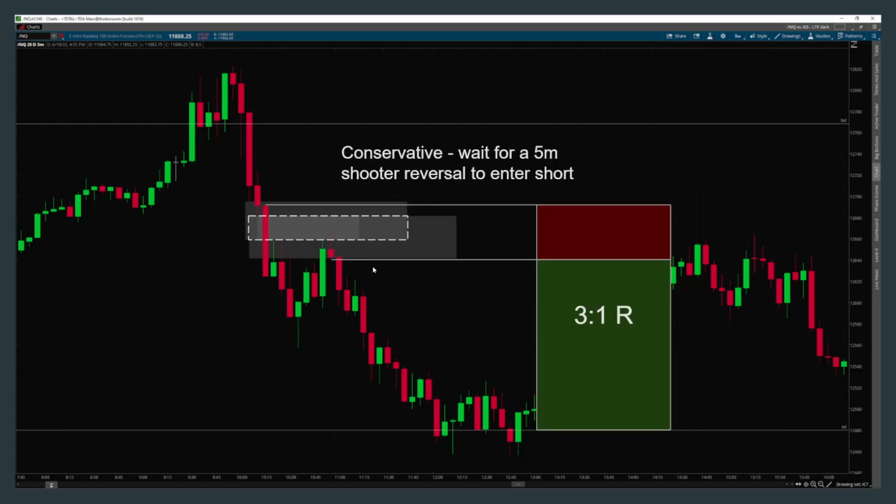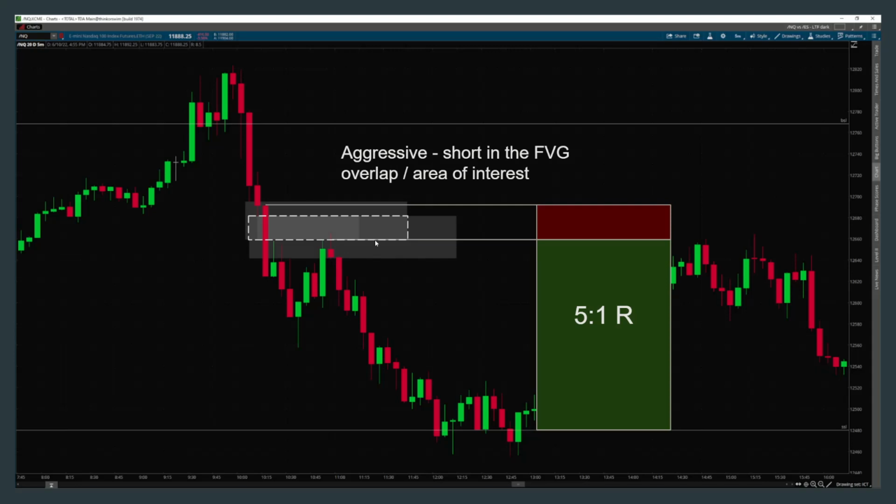Well, if you were a conservative trader, you could wait for some actionable signal like a reversal on the 5 minute chart once price has entered and rejected this area of interest. If you put your stop at the high of the candle that created the fair value gap, this would give you roughly 3-to-1 risk to reward to target sell side liquidity. If you were more aggressive, maybe you could enter a short position once price enters that area, with your stops and targets being the same. That would turn into a 5-to-1 trade.